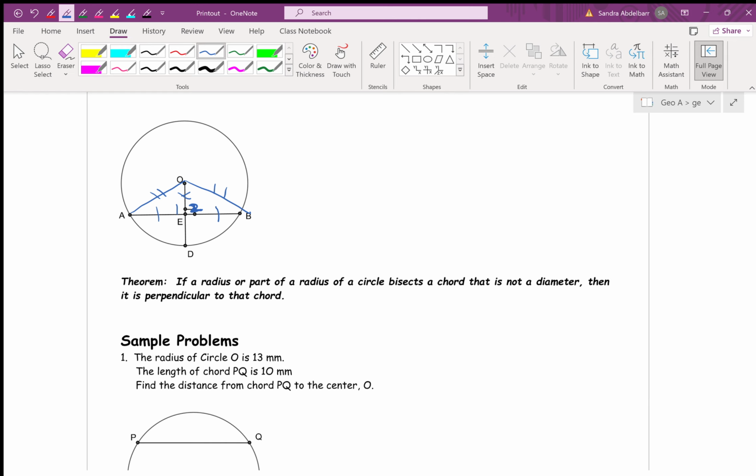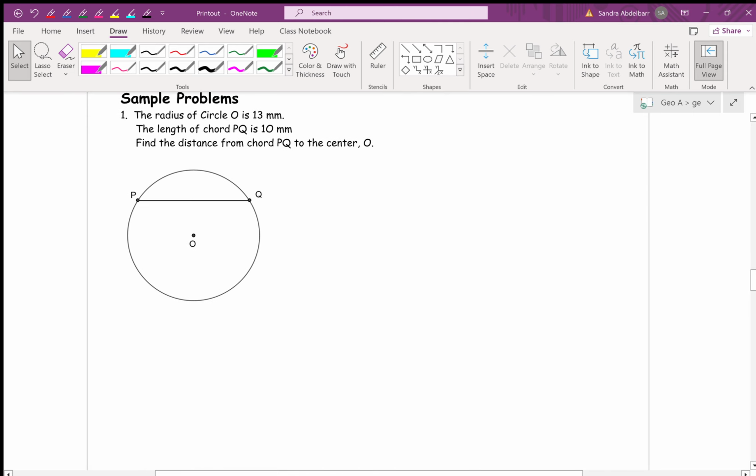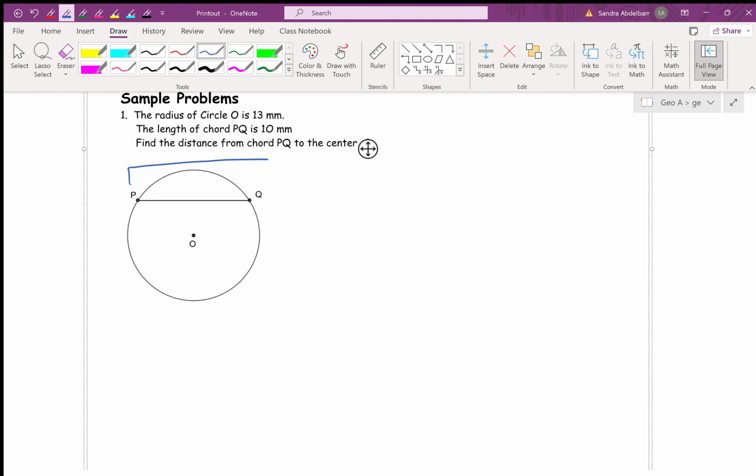How is this going to work for us? Let's see a problem. The radius of a circle O is 13 millimeters. The length of chord PQ is 10 millimeters. Find the distance from chord PQ to the center. All right. So the radius of circle O is 13. The length of chord PQ is 10. So I'm going to label it like this. PQ is 10.